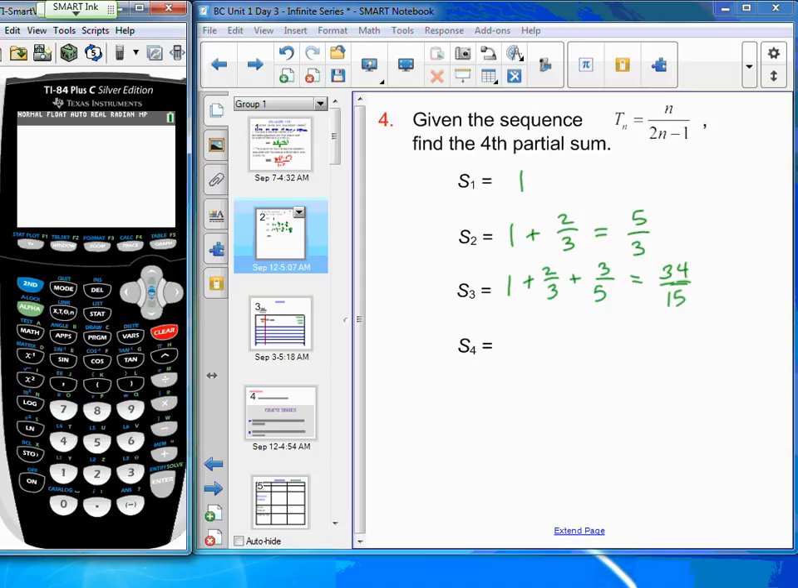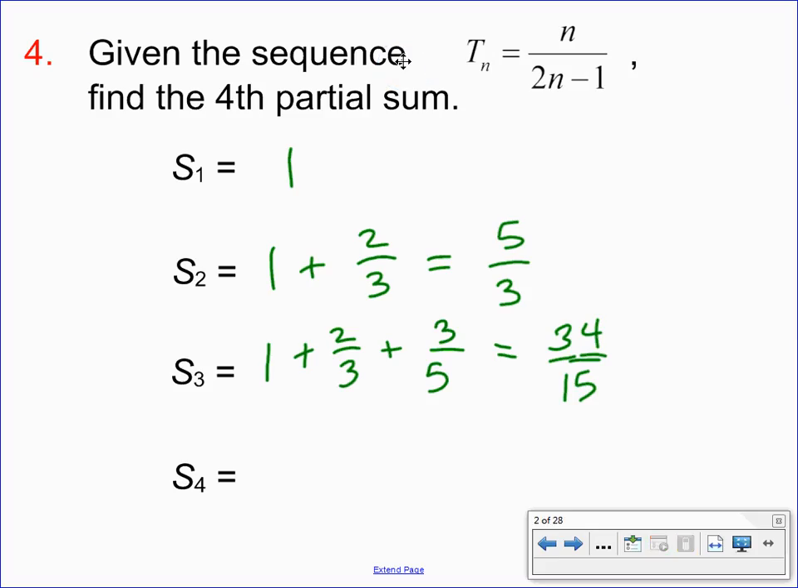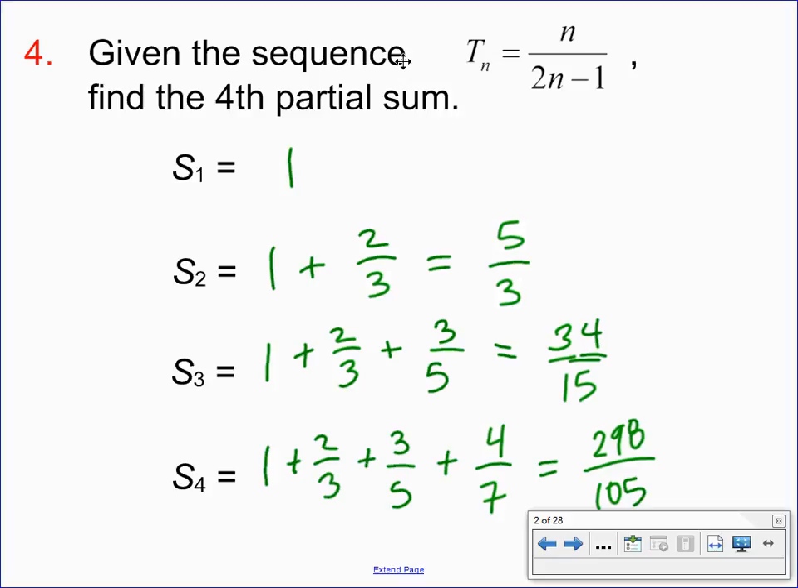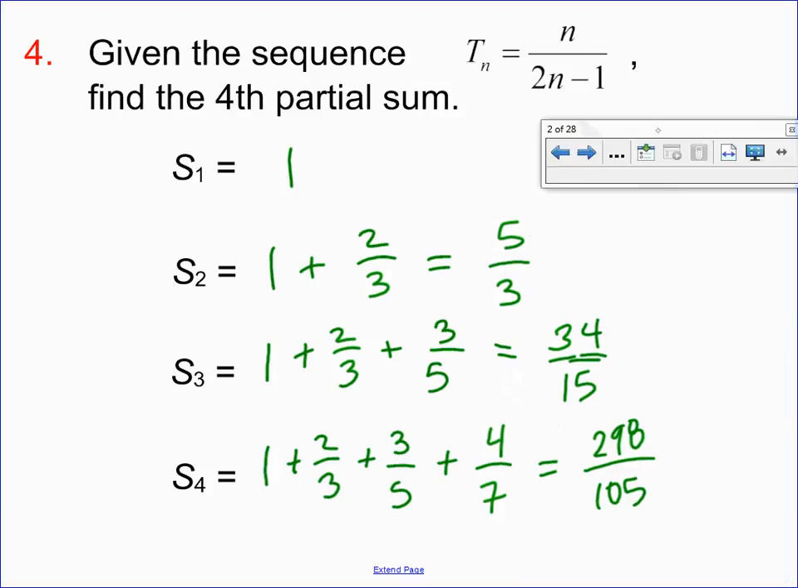And we're still summing. And we've got 1 plus 2/3 plus 3/5 plus, and our fourth one now would be 4/7. And for your reduced fraction, what did you get for that, Tyler? 298 over 105. Excellent. Raise your hand if you have the same list of partial sums. So S sub 4, you got all the 298 over 105.